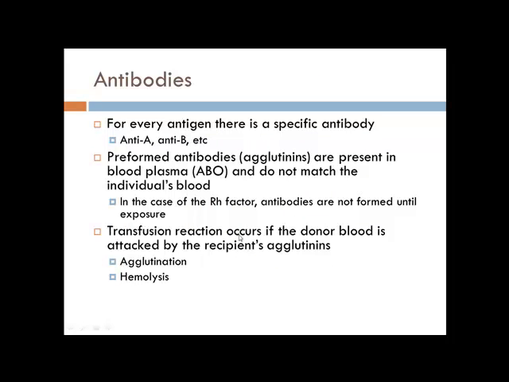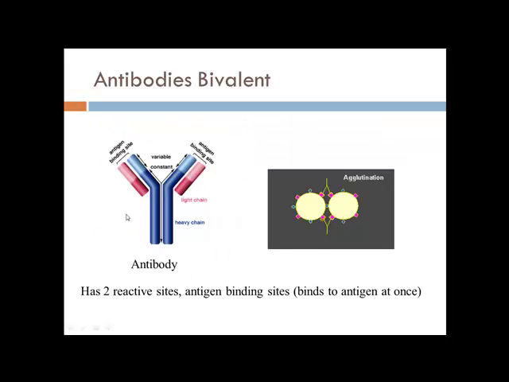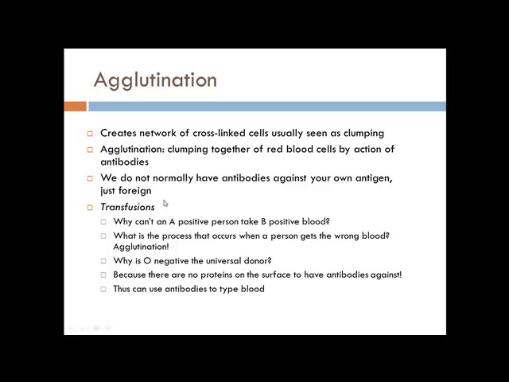A transfusion reaction occurs if the donor's blood is attacked by the recipient's agglutinins. So you get agglutination and hemolysis. Here's what an antibody looks like. It's like a Y-shaped protein with two active sites. What they can do is clump or agglutinate blood cells together. Agglutination creates a network of cross-linked cells, and it's usually seen as clumping of red blood cells, done by antibodies.